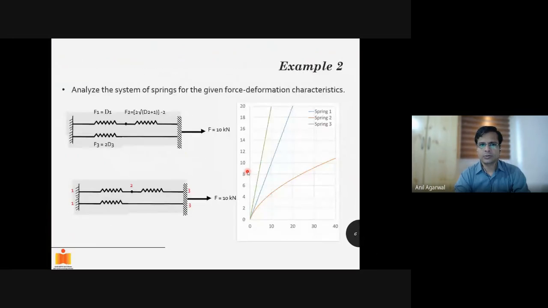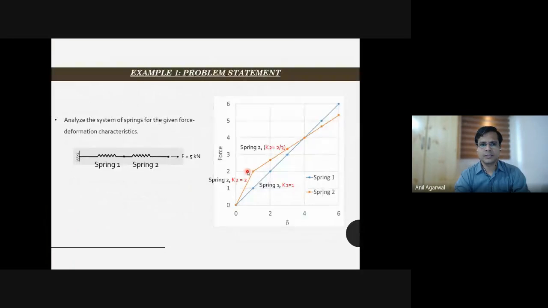So we had solved these two problems. The first problem was pretty easy. Two springs in series, a known load is applied. We could solve it directly in a jiffy, in a single step, because both springs are in series. So 5 kilonewton you can apply to both springs. We were able to solve it very quickly, directly. But then we used the Newton-Raphson method to solve it. Of course, it didn't make much sense to use the Newton-Raphson method because you could solve it directly.